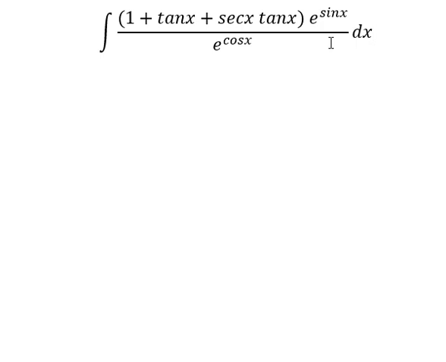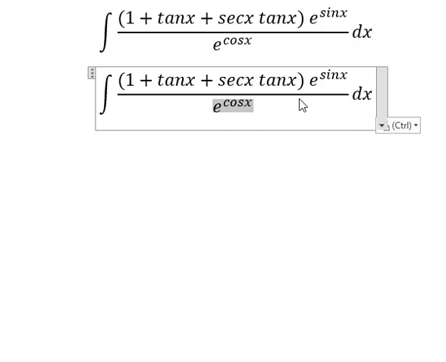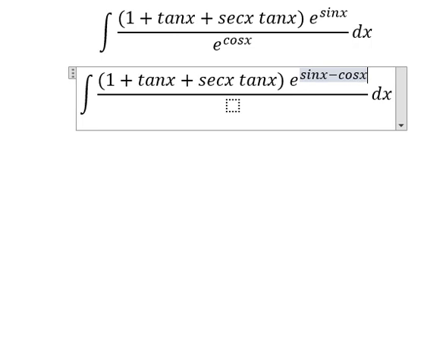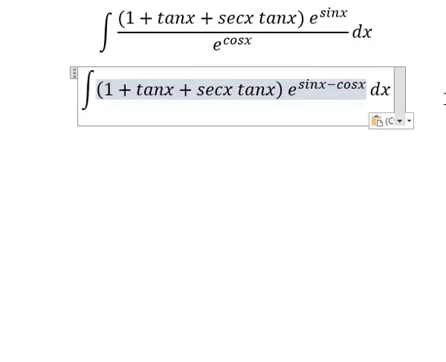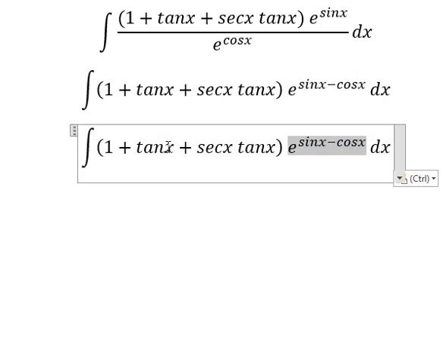So now I want to show you how to answer. This one divide by this one. So we have e to the power of sin x minus cosine x. Next, this one multiply by this one, secant x tan x.